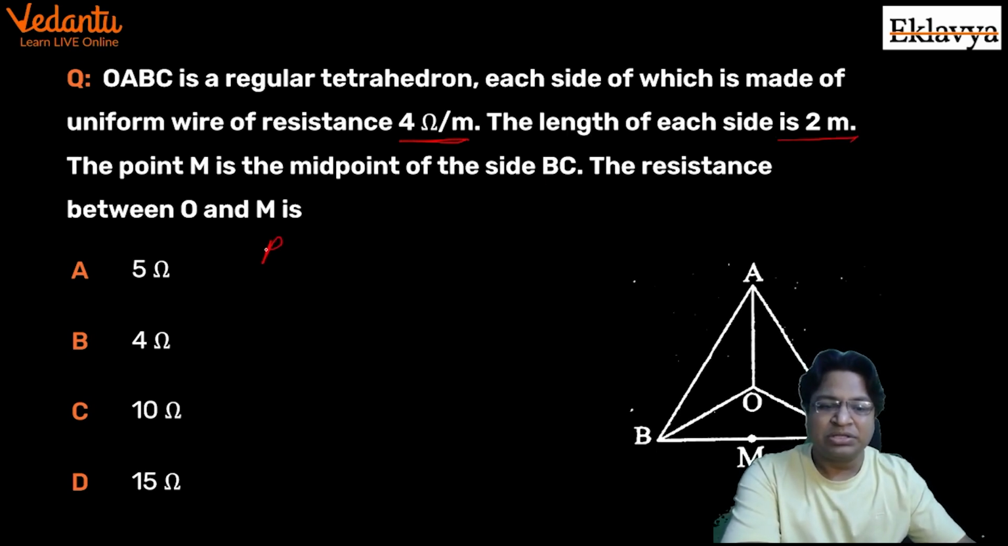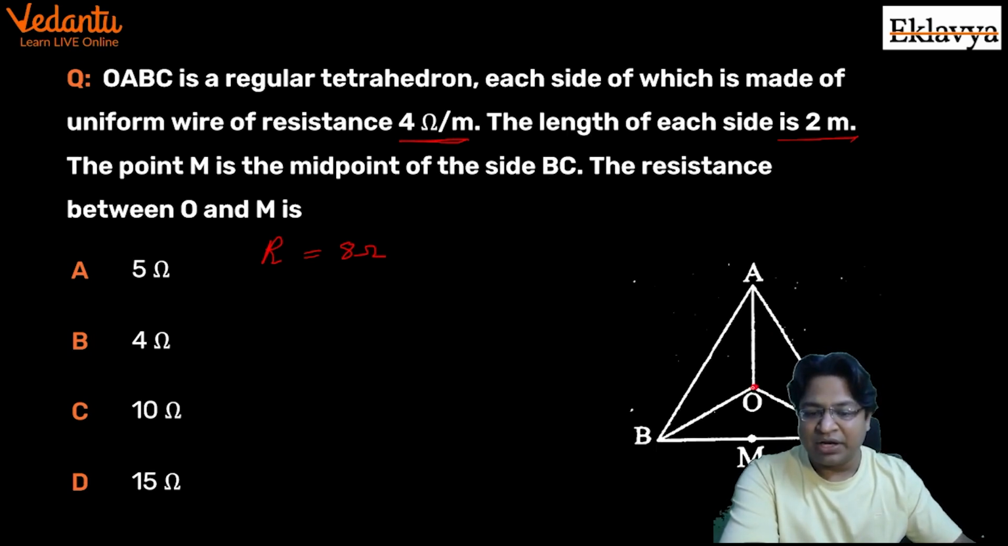So the resistance of one side would become 8 ohms. This is the resistance of one side. Also keep in mind that a tetrahedron has six edges. Now the question asks for the equivalent resistance between points O and M.